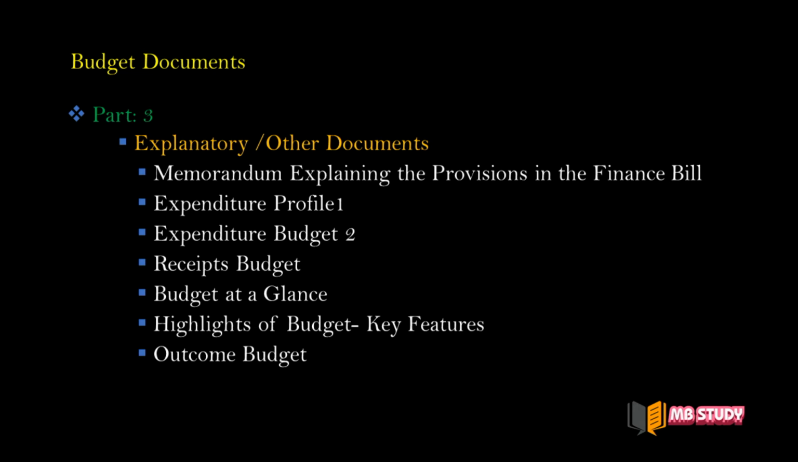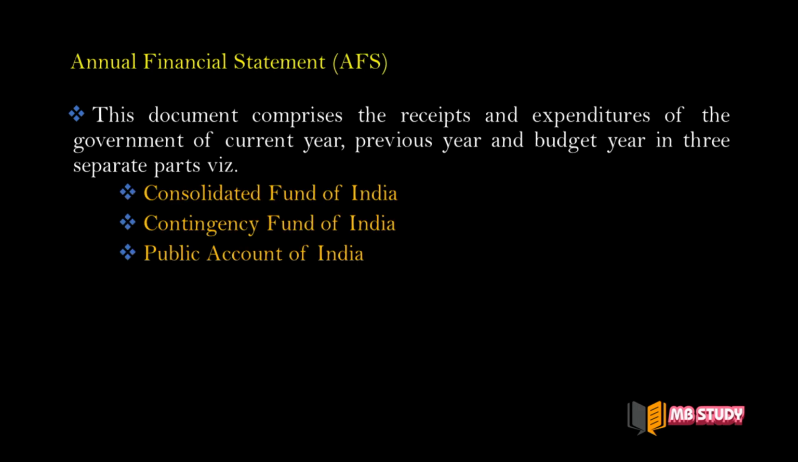Explanatory and other documents: Memorandum explaining the provisions in the Finance Bill. Expenditure Profile 1. Expenditure Budget 2. Receipts Budget. Budget at a glance. Highlights of budget, key features. Outcome Budget.